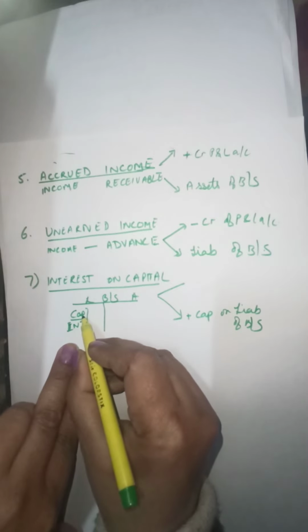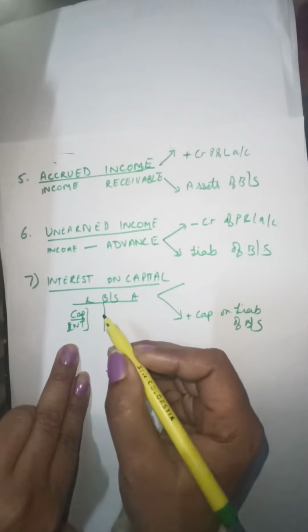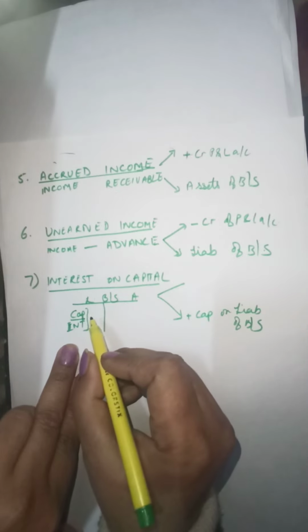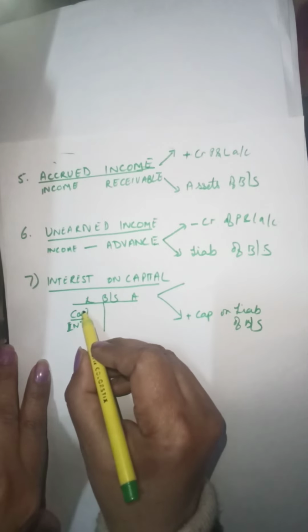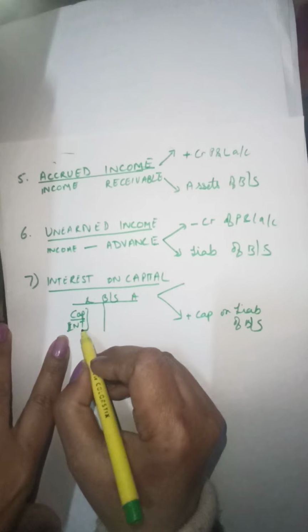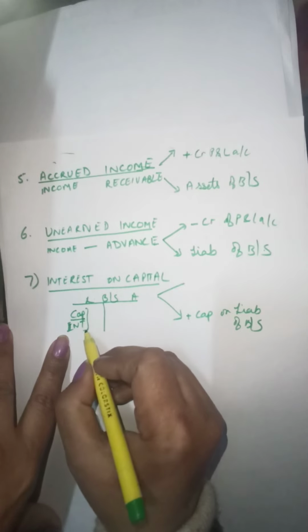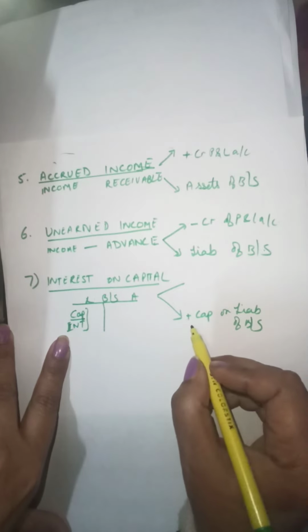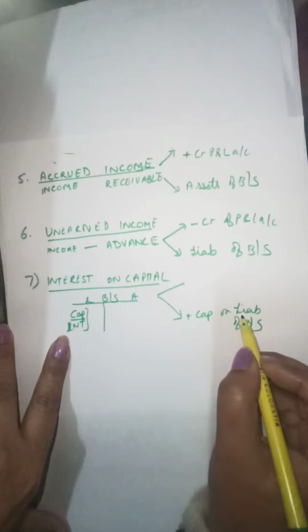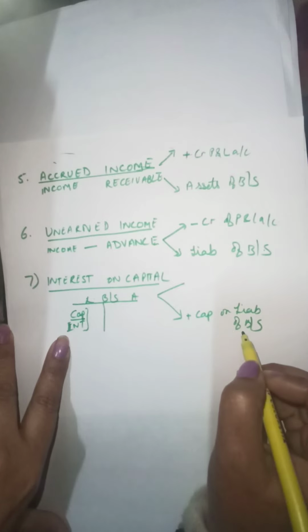The capital advanced, suppose, was 1000 at the rate of 10%. This is a loan, and there is no loan without an interest factor. So this is the interest that the capital is earning. So this loan is earning this interest that is added to the amount of loan. It increases the amount of loan. So it is added to the capital on the liability side of the balance sheet.